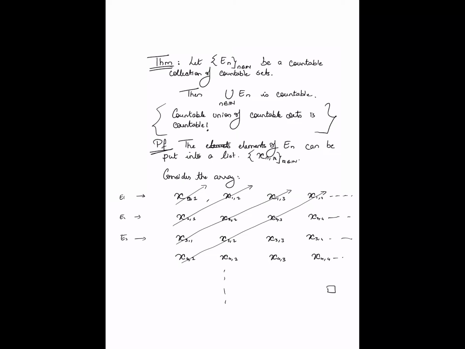Okay, so if this is something you have never seen before, you should ponder about it. You should also wonder about why this particular diagonal sweep has been chosen. Try and think about whether there are other ways of sweeping this two-dimensional array which would also give you a valid bijection between the natural numbers and the union of all of the E_n's. See if you can come up with a different way of arranging the elements of the array into a list.